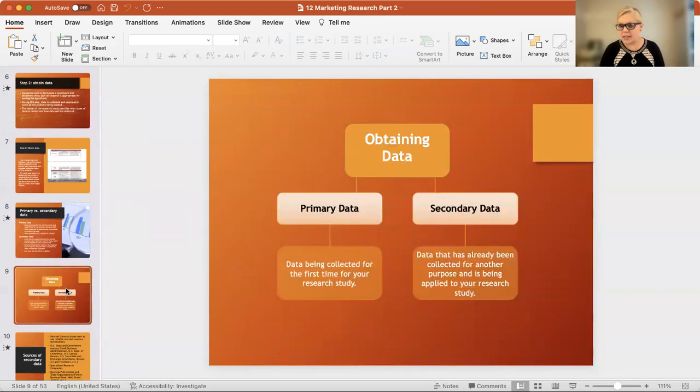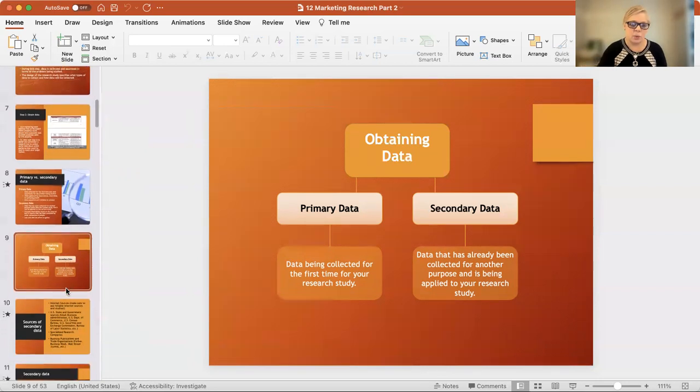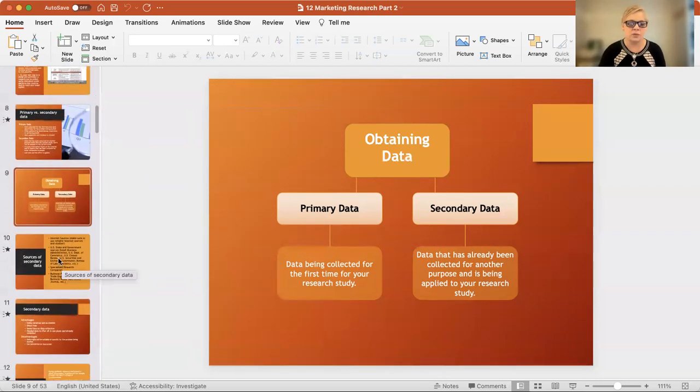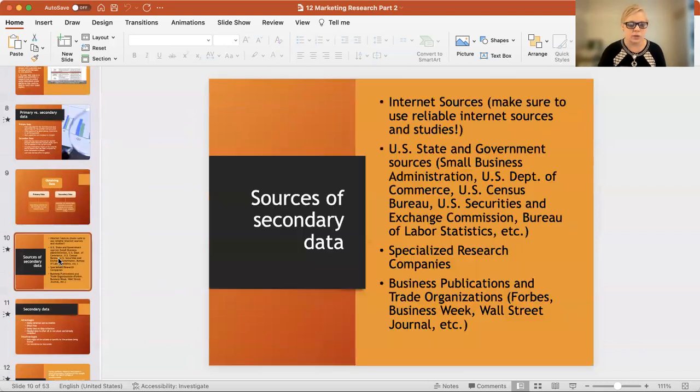So we obtain data. We either have to go in and spend the money for primary data, which can be quite expensive, or we're going to go the route of secondary data and see if we can answer our question that way. Sometimes primary data is really the only way to answer the question, even though it is more expensive and takes a great deal more time.